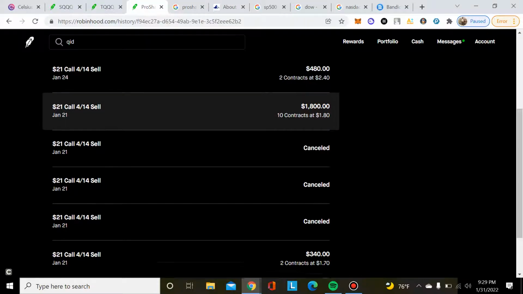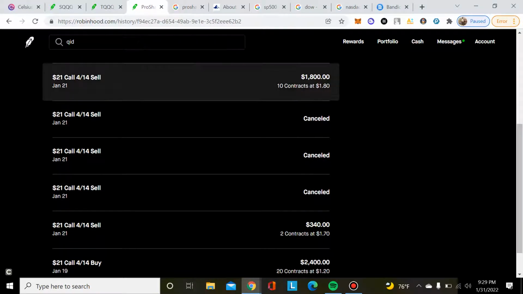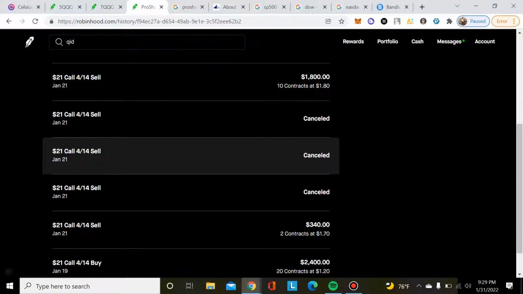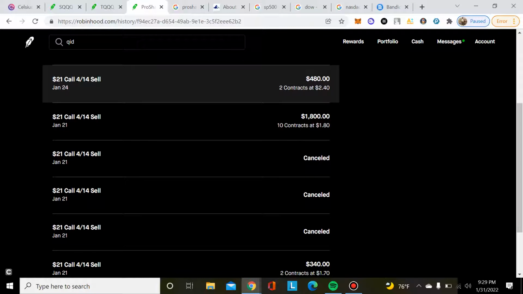As you can see, I sell, buy. When these cancel, it's like Robinhood isn't giving me a good fill, so I have to change the price that I want to get sold at to make sure that I get filled at a certain price.